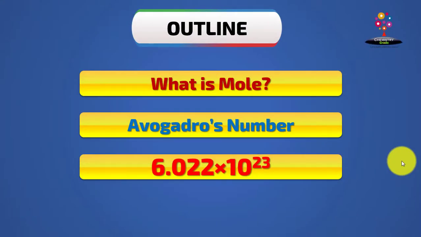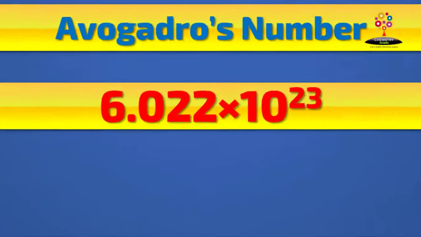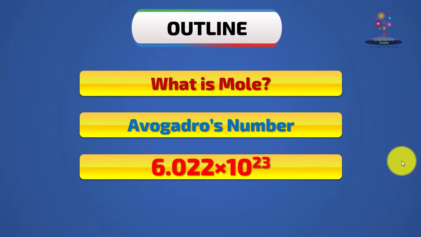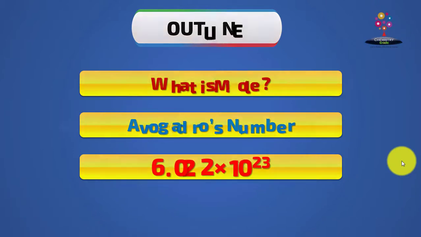Bismillahirrahmanirrahim. In this video lesson we will cover the following topics, which are all about the mole. What is a mole? What is Avogadro's number? And this particular value, 6.022 × 10^23, we will discuss in detail: what is the mole, what is its importance in chemistry, how it helps chemists to determine a specific amount of particles, and so on.